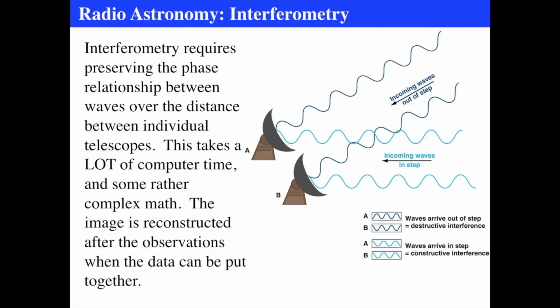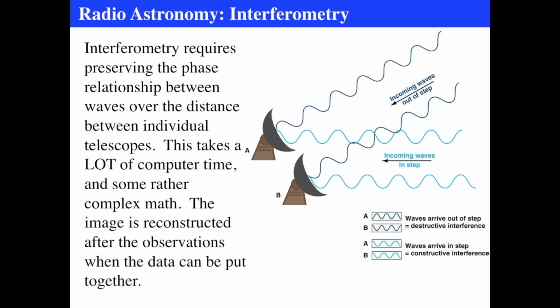All right, so what does interferometry do? You preserve the phase relationship. On the upper right-hand side there are 2 dishes, A and B, and you can see that if they come in step, meaning the crests of the wavelengths of light arrive at the same time, a crest arrives at a crest. If they come in out of step, meaning a crest arrives at the same time as a trough, then there's destructive interference. If they come in in step, then it's constructive interference.